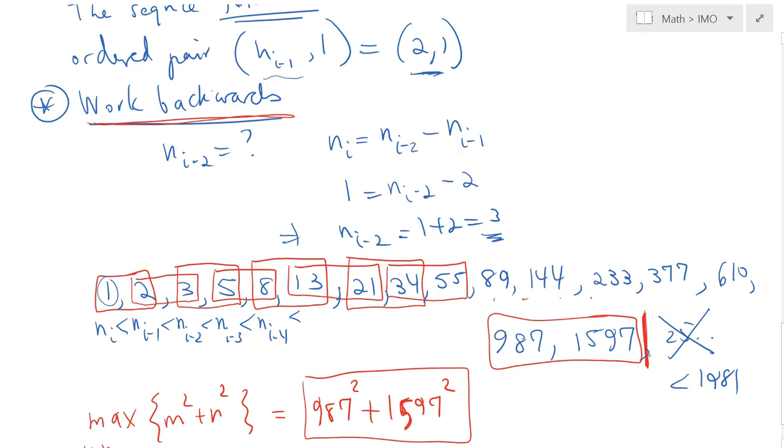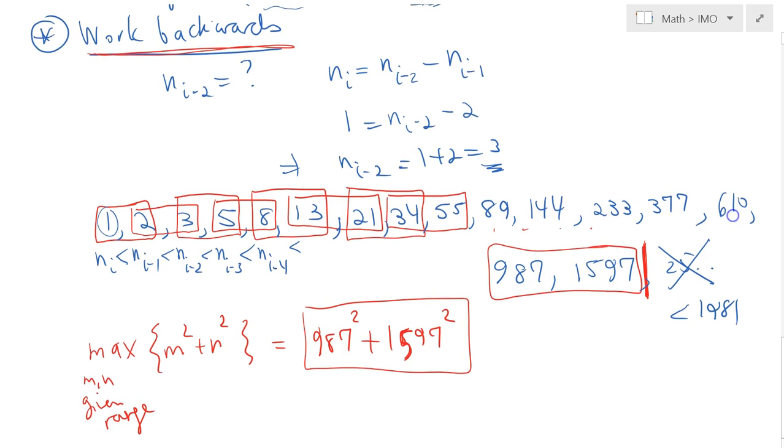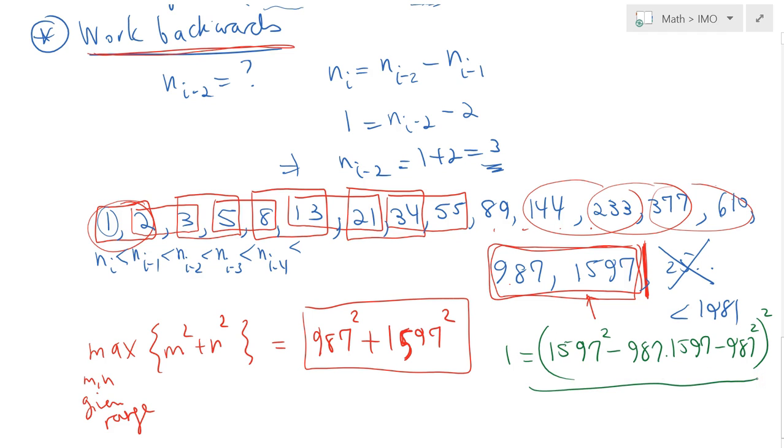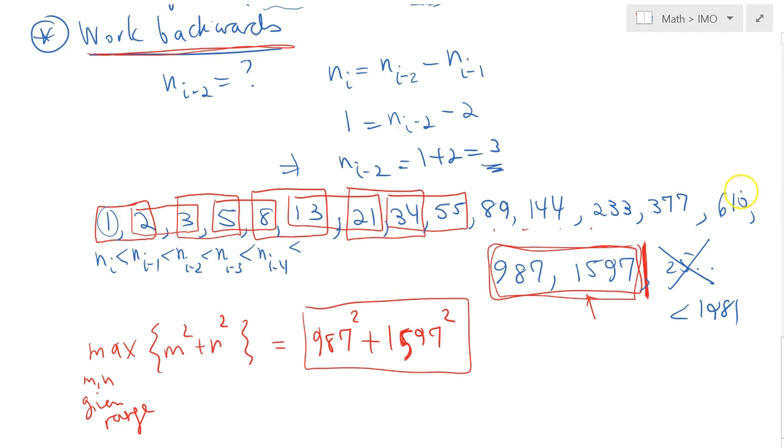So therefore, for example, once we finish the backward, if you start with this pair, if this pair works, which it does, which means 1597 squared minus 987 times 1597 minus 987 squared is equal to 1, and you can check the algebra. Then the following pair, which is 610, 987, also works. Then 377, 610 works, and so on. This pair works, this pair works. Eventually the pairing will stop here. As I said again, we would be done.